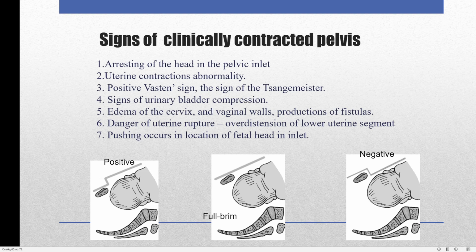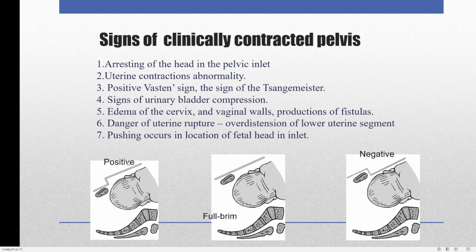Of a functionally contracted pelvis: first of all, the head rests in the pelvic inlet. There is uterine contraction abnormality, a positive Vasten sign or Zangemeister sign, signs of urinary bladder compression, edema of the cervix and vaginal walls, production of fistulas, danger of uterine rupture, over-distension of the lower uterine segment, and pushing occurs with the fetal head located in the inlet.